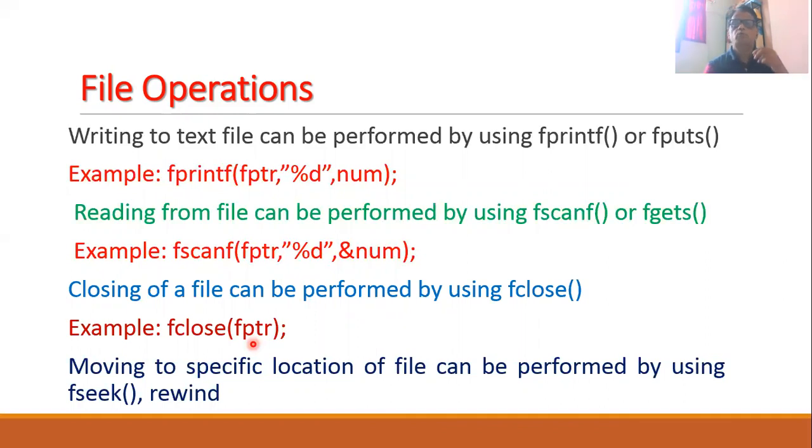If you want to move to some specific location for overwriting the data or for reading the data, then the specific location movement is also possible. And for this, you can make use of the function fseek, or you can make use of the function rewind. So these are the different functions that can be used whenever we want to perform different file operations, such as writing the data to the file, or reading the data from the file, or closing of the file, or moving to a specific location.